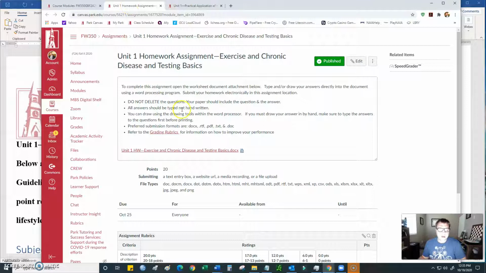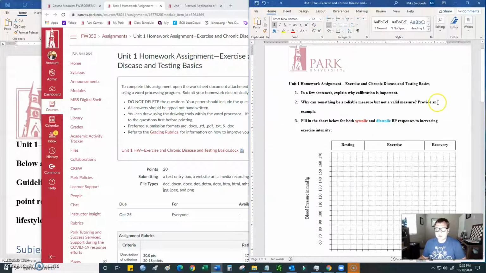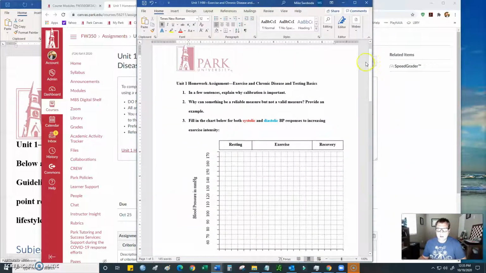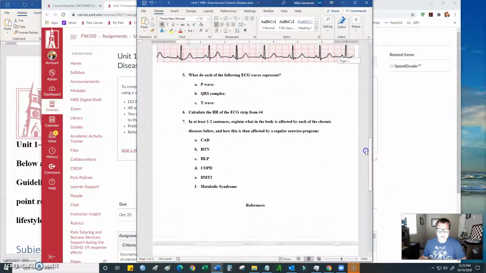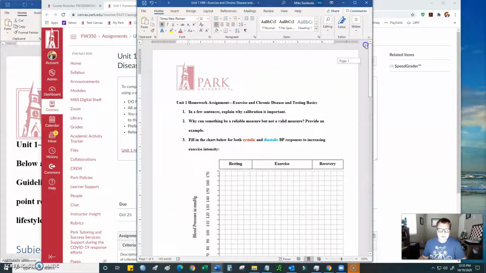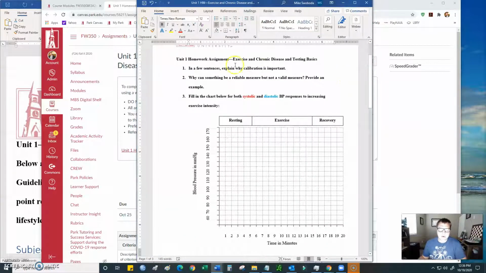For the homework here, you are going to be doing an exercise in chronic disease and testing basics here, which is this one here. So a couple of things I wanted to point out. There are several different questions here, and it asks a few different things. So first one, why calibration is important, pretty self-explanatory there. Difference between reliability and validity.